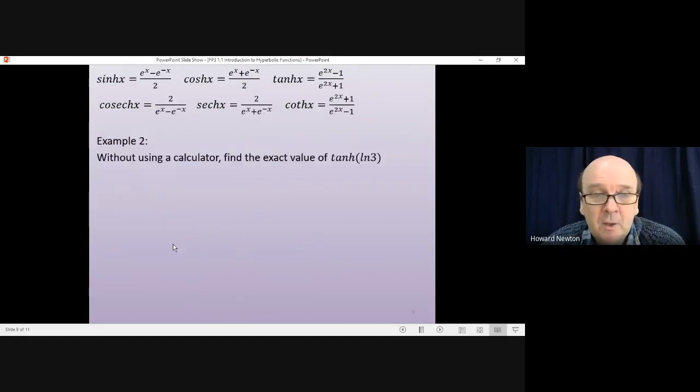Example 2, without using a calculator, find the exact value of tanh log 3. We'll be using the formula for tanh x, substituting in x equals log 3, and then we need to do a little bit of manipulation of what we have in order to find the exact value. I'll let you have a go at working out exactly what we do. So pause the video, see if you can work your way through this, and then come back to me when you're ready.